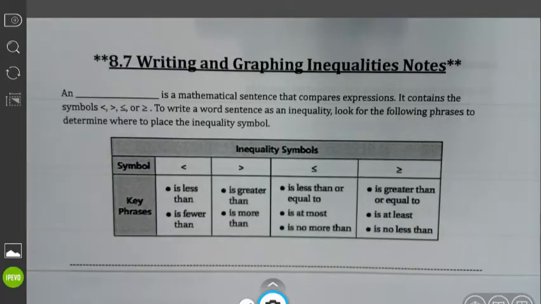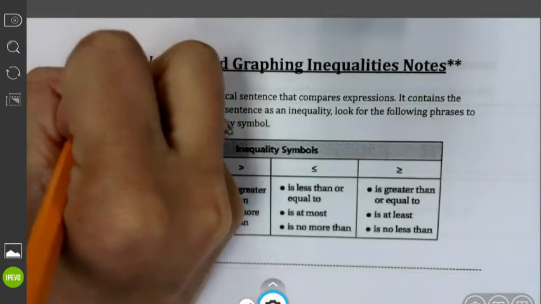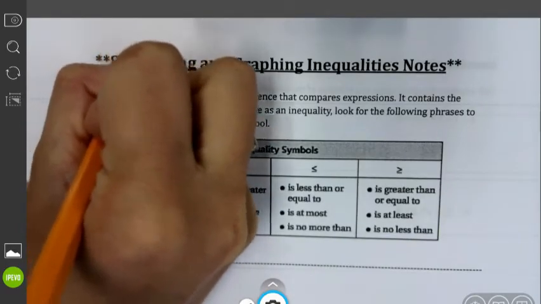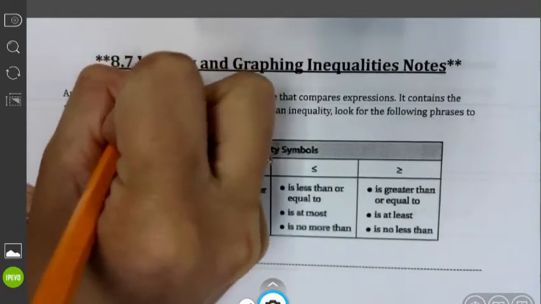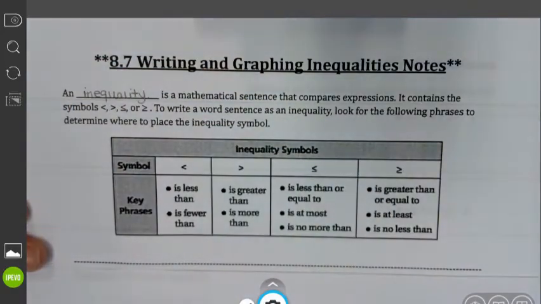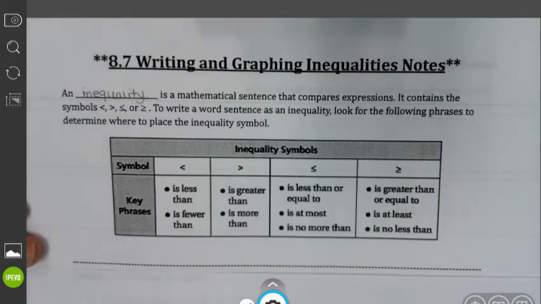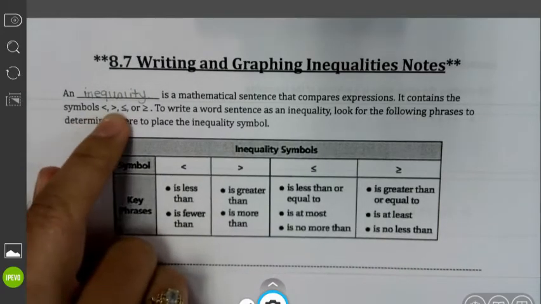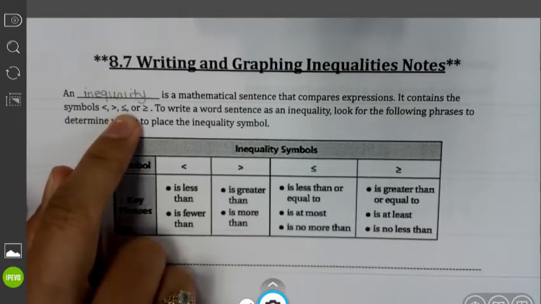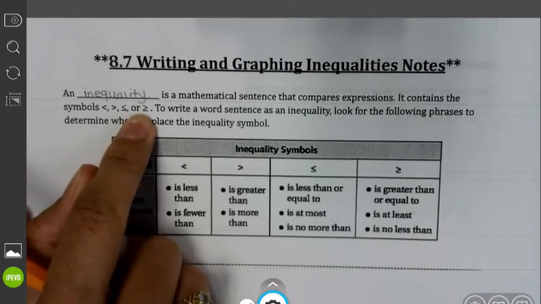Hi, today we are talking about section 8.7, writing and graphing inequalities. An inequality is a mathematical sentence that compares expressions. It contains the symbols less than, greater than, less than or equal to, or greater than or equal to.